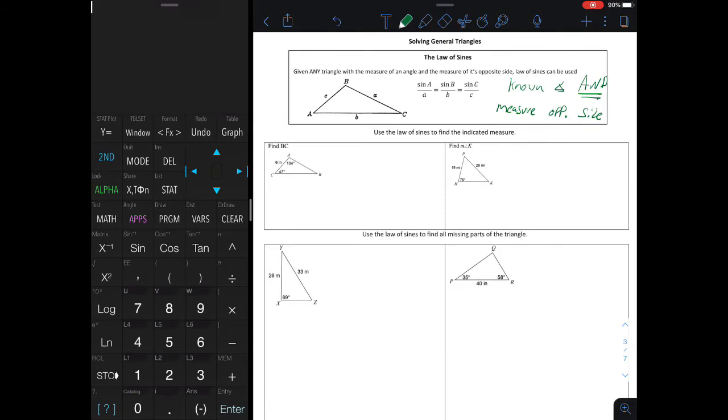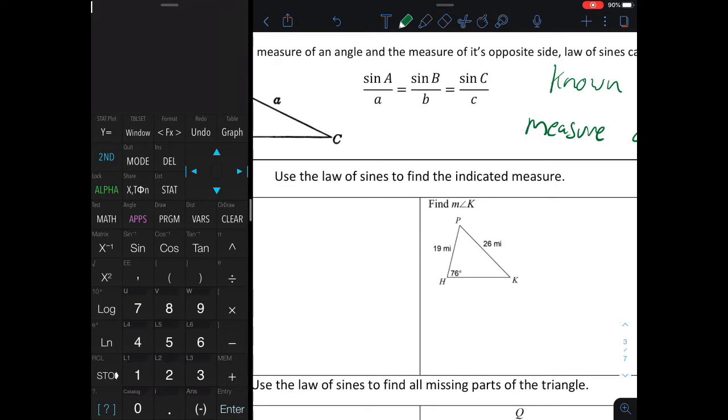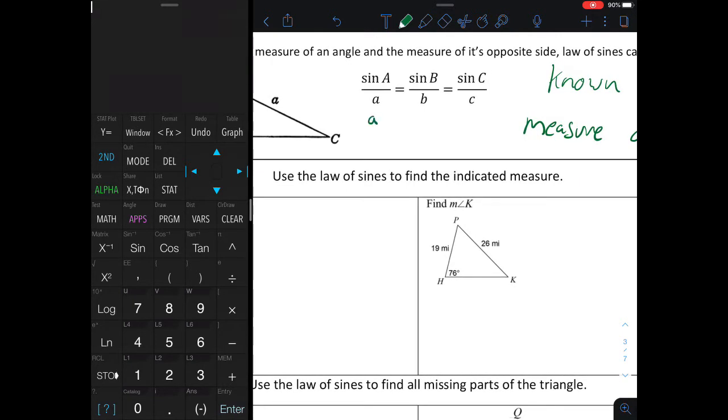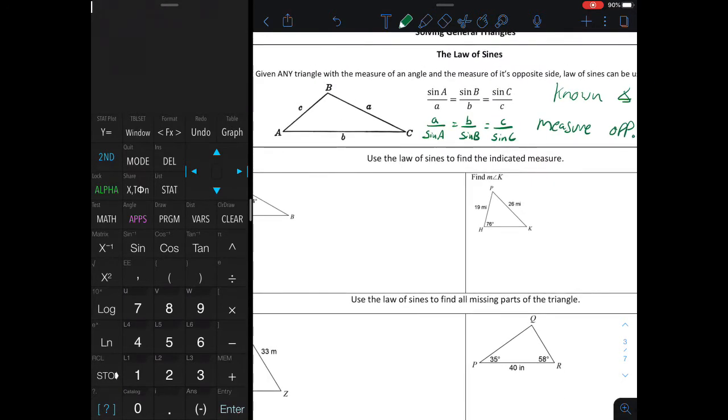Now, I wrote the formula down here as sine of the angle divided by the measure of its opposite side. The reciprocal of all of those work as well. And in fact, it's sometimes more helpful, depending on what you're solving for, that I could say the side divided by sine of the angle. And that's the same thing. So whichever way you want to use it is fine. The important thing to know is that the angle measures go inside of sine and the sides are on the opposite part of the fraction here.